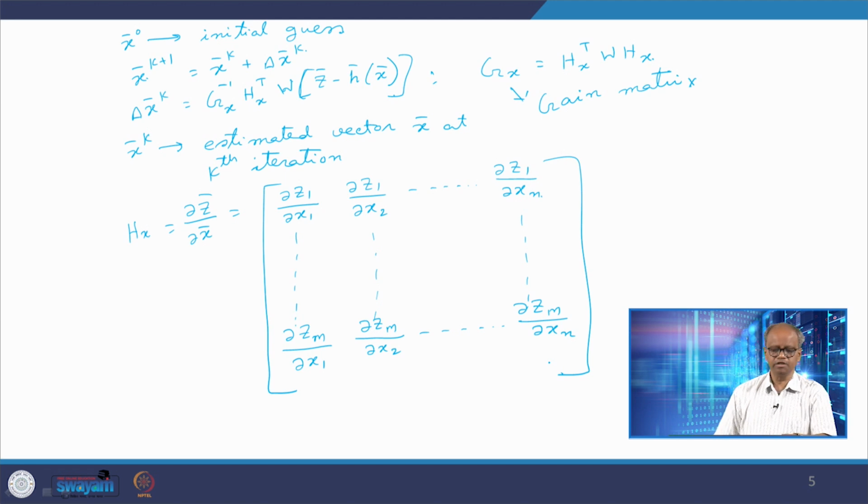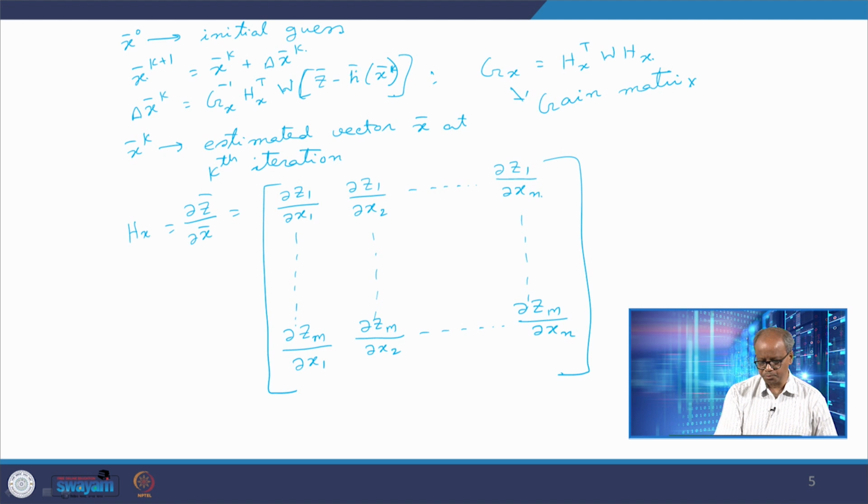So, what do we do at every iteration? For example, we start with x naught. With this x naught, we first find the analytical expressions of all these terms, and then we evaluate this matrix H at x equal to x naught. Then we calculate G(x). Once we calculate G(x), we then calculate delta x k, where z minus h(x k) appears, so I should write it as x k.